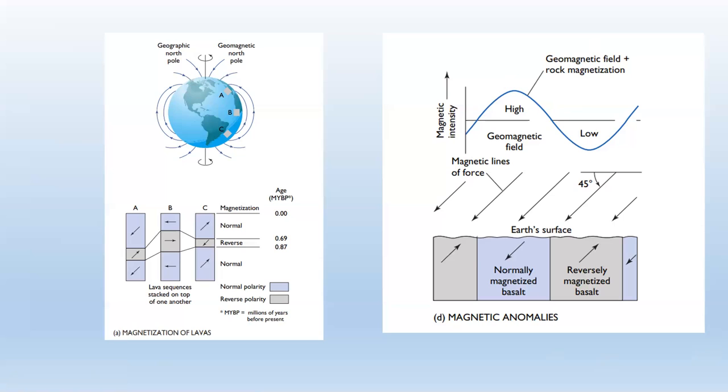But when we find any reverse magnetized basalt, because the present magnetic field is normal and we are finding something reverse, it will give you some negative value. Look at this. Plus and plus will give you add, but plus with minus will give you something low. So these magnetic anomalies we can easily find in the field with the magnetic intensity detectors.